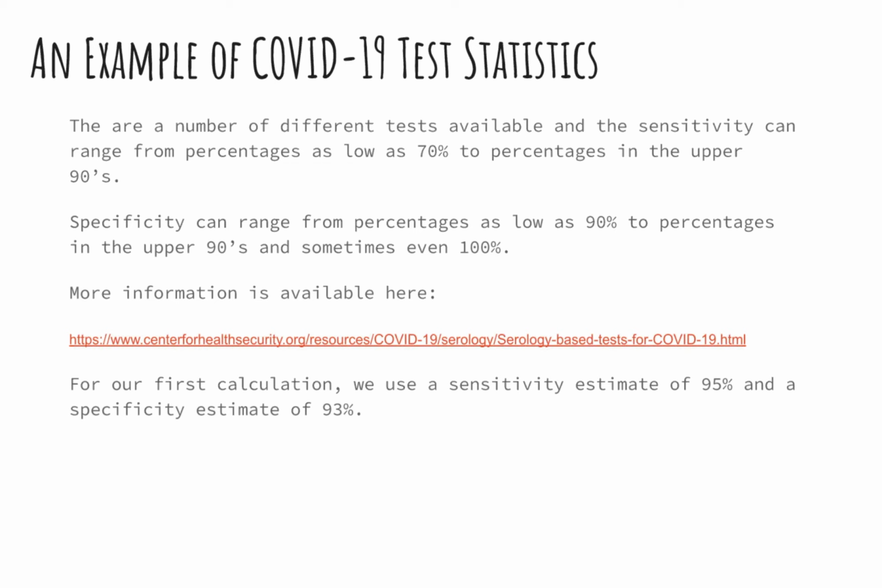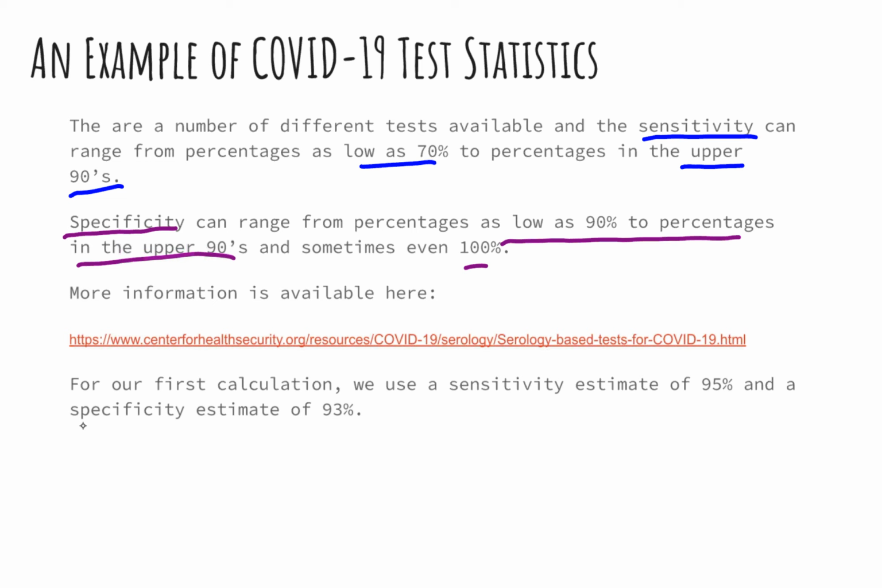Okay, so there are plenty of examples you can find online about COVID-19 test statistics and their specificity and sensitivity. Generally, if you were to go to CDC's website or the Center for Health Security.org below, you will find that sensitivity numbers tend to vary from as low as 70%, which doesn't sound very good, to numbers in the upper 90% range. For specificity, based on most literature, you'll find percentages as low as 90% and varying up to the high 90s. Sometimes you even have things that claim 100% specificity. So those sound a little bit more promising.